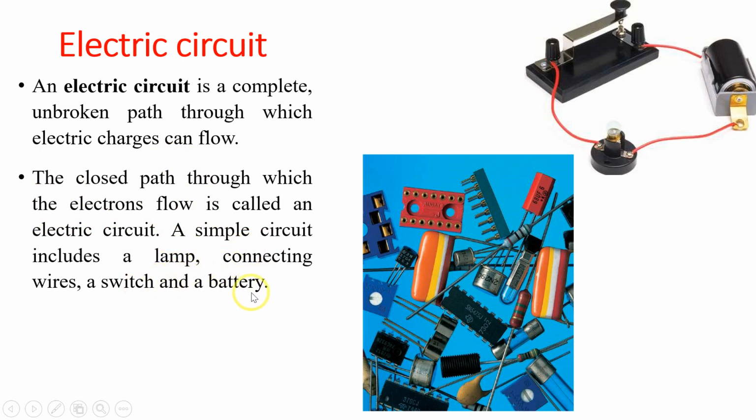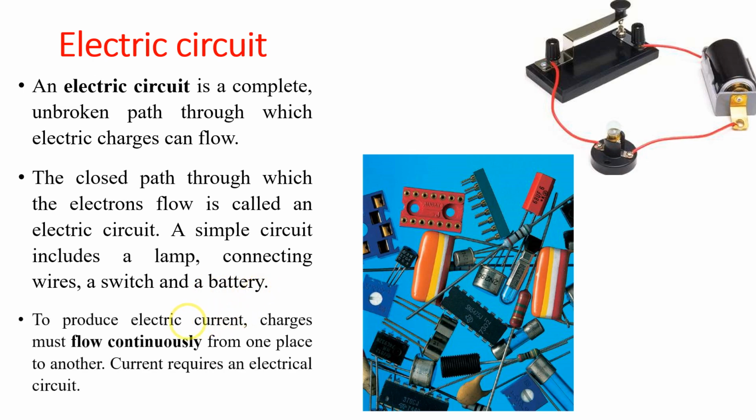The electric circuit which you will study consists of different components, and to produce electric current, charges must flow continuously from one place to another. Current requires an electric circuit. So in order to have a continuation in the flow of electrons, it requires a complete pathway, and this pathway is called an electric circuit.